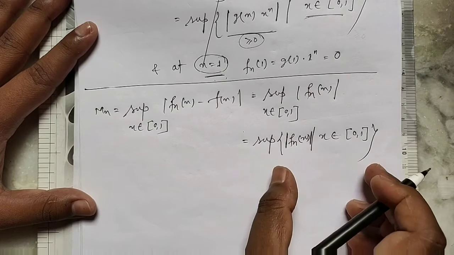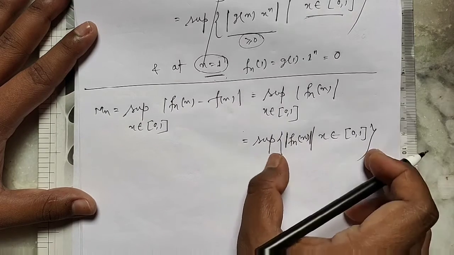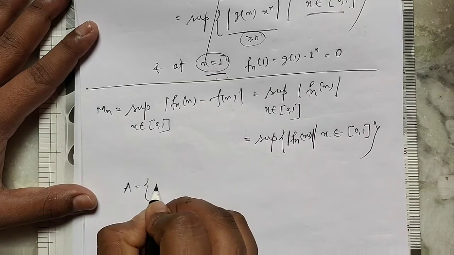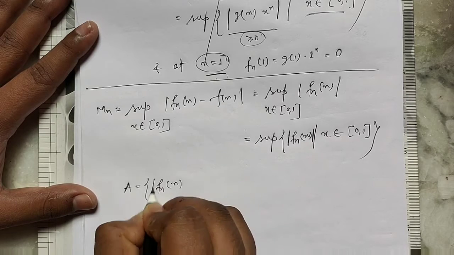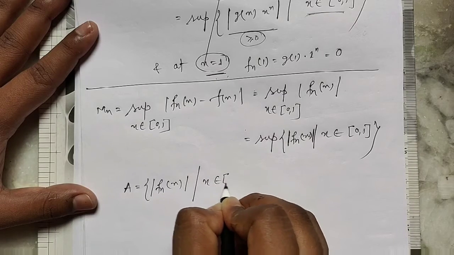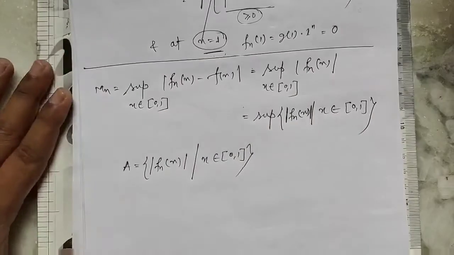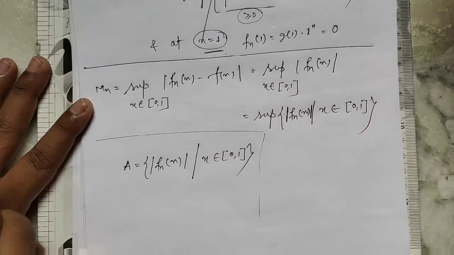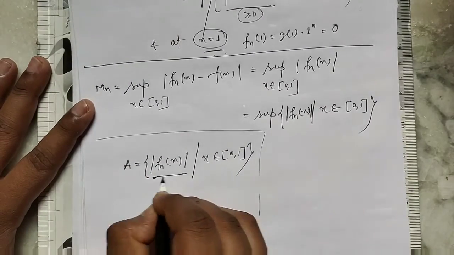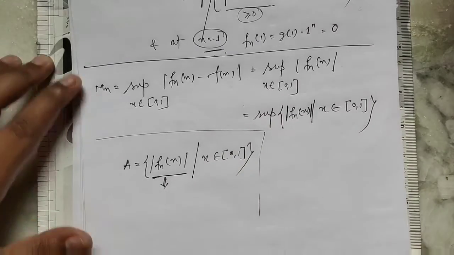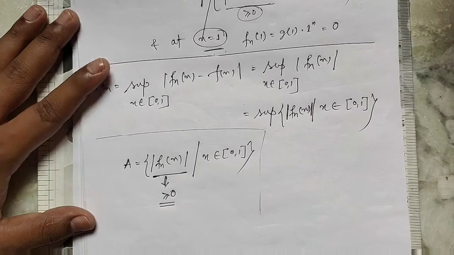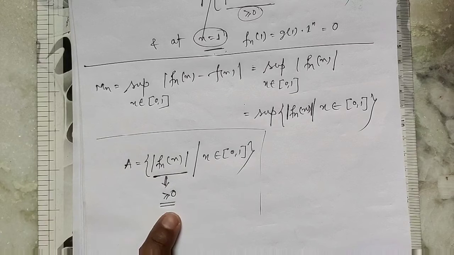So if we have to find the supremum of this set, we take the set A as fn x mod of fn x such that x belongs to 0 1. If we take A equal to this, then we find the supremum of A. Since each member of A is greater than or equal to 0, every element of A is non-negative.